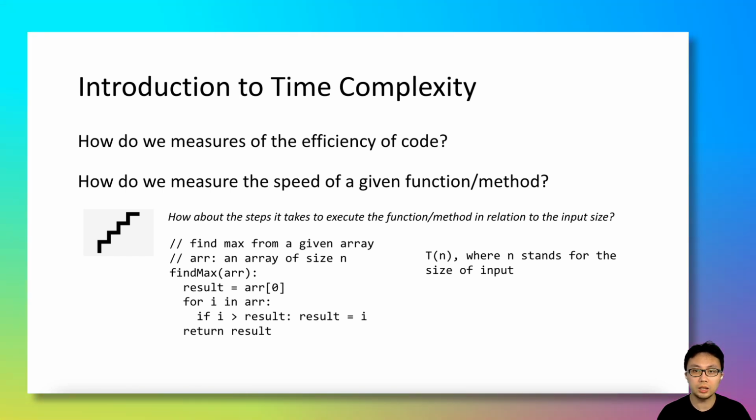Let's use the same example we saw earlier to make sense of it. The same function, find max, that searches for the max value given a linear data structure. To account for the varied input sizes, we will use T(n) as a function to stand for the speed of the function, where n is the size of the input. It can be any positive integer, say 100 or 2000.